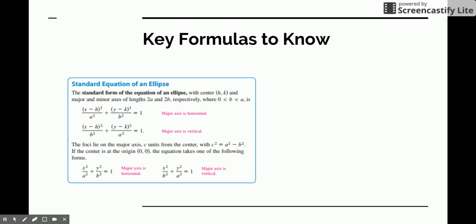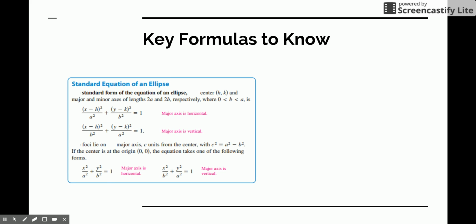So here's some stuff you need to know. Again, I don't want to read this, so I'm going to cut some stuff out, just for you guys. The standard form of the equation of an ellipse has the center, which is (h, k), and the major and minor axes, which are 2a and 2b, respectively. The important thing you want to know is a is larger than b, and b is larger than 0. So here's what it looks like. This is a horizontal one, and this is a vertical one.